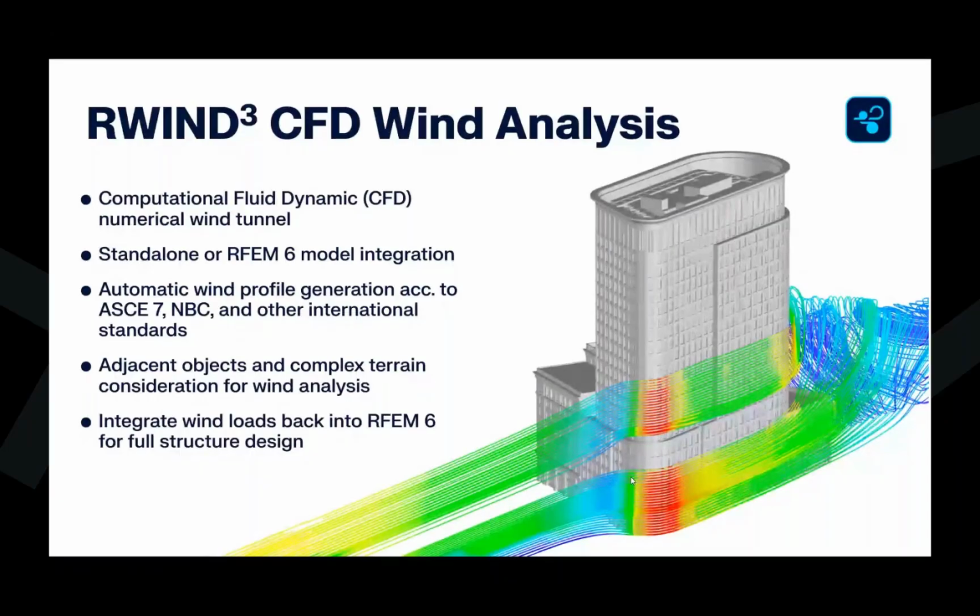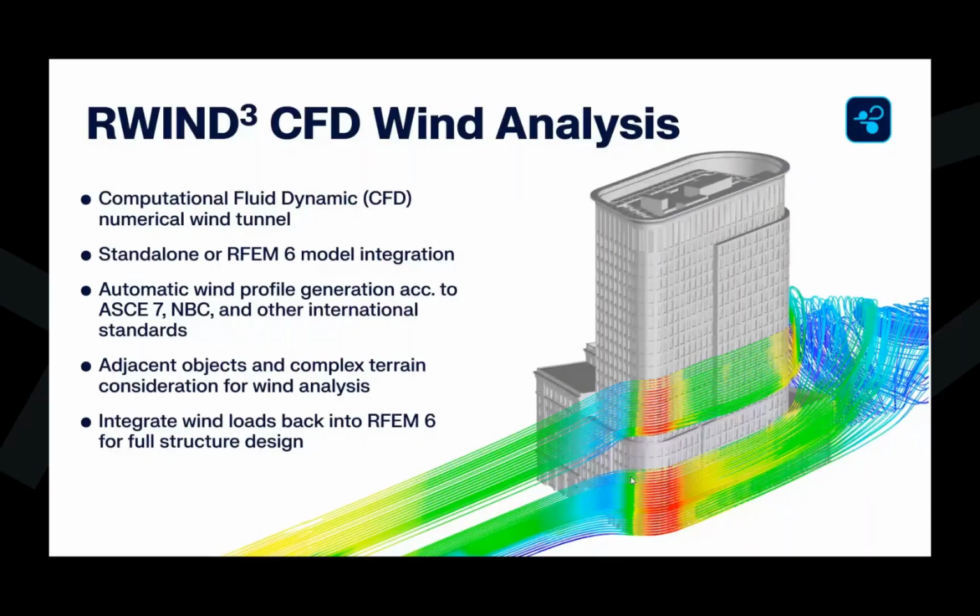We have the ability to consider adjacent objects. So if we're in a very dense area with buildings that are very close, this is inevitably going to affect our wind flow on our structure. So we can not only take our RFEM 6 model, but also import in IFC objects to represent those adjacent objects that will, again, affect that wind flow.